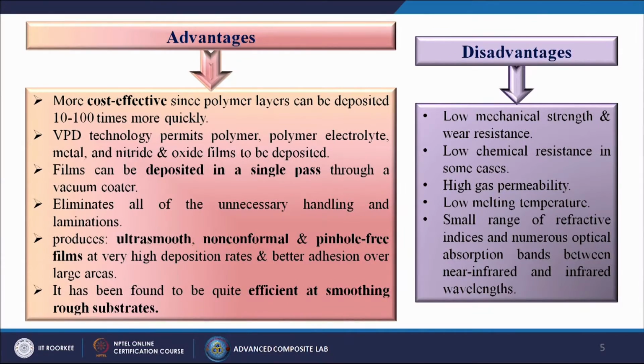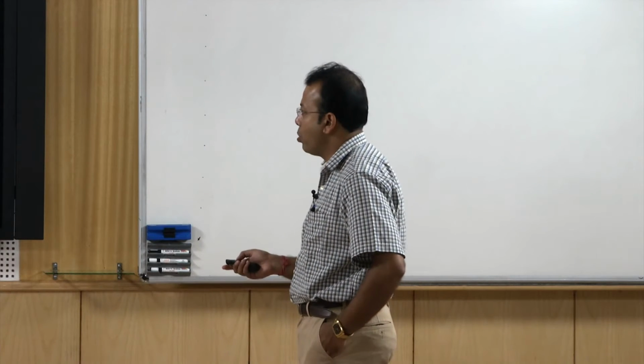There are certain disadvantages also: low mechanical strength and wear resistance, low chemical resistance in some cases, high gas permeability, low melting temperature, a small range of refractive indices, and numerous optical absorption bands between the near infrared and the infrared wavelengths. These are all the disadvantages of the VPD process. What are the applications?